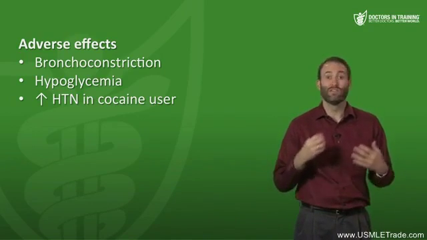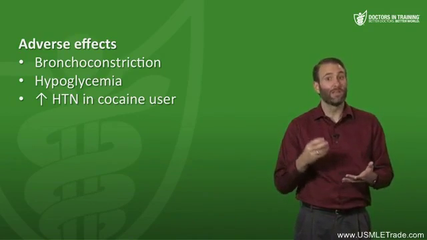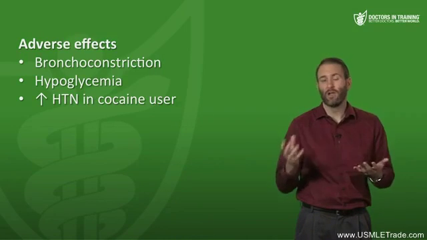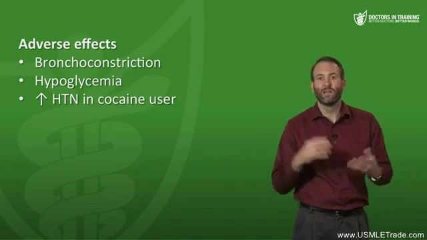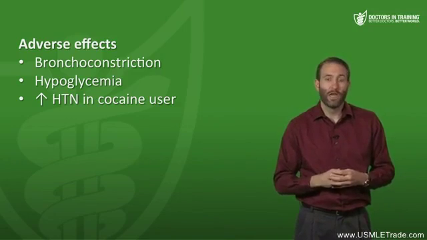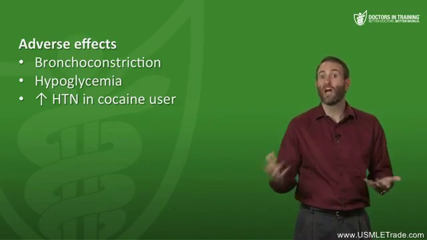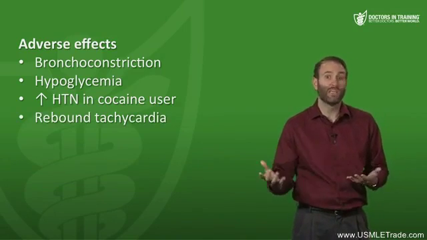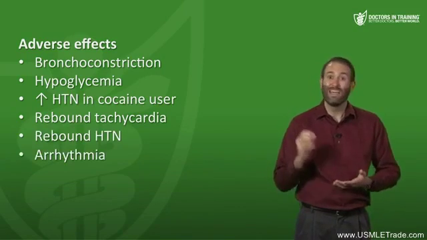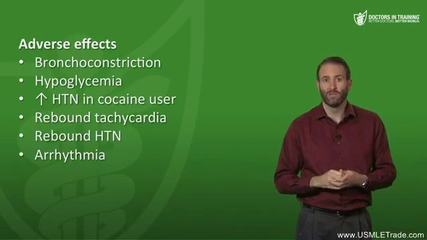Instead, we use things like benzodiazepines to calm them down. You might even use something like phentolamine, which is an alpha blocker that we talked about before, and that's going to decrease that sympathetic stimulation. Now, another potential problem is if you abruptly stop a beta blocker. You can actually get a rebound tachycardia, maybe a rebound hypertension, and even an arrhythmia in susceptible patients.